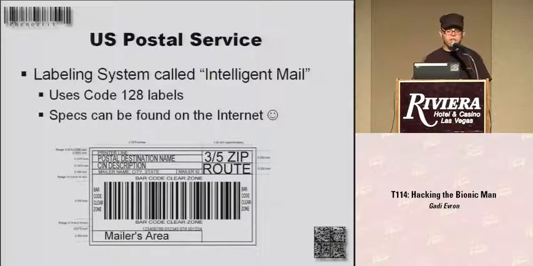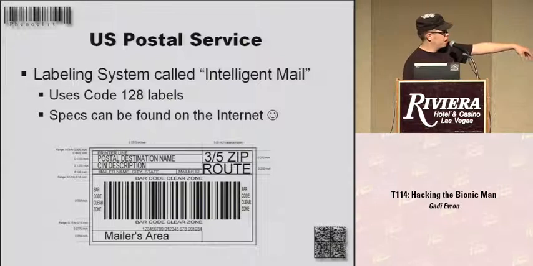So they have this labeling system that's called Intelligent Mail. I assume it got this name because the system was actually written there. It uses Code 128 labels, and I actually found the specs on the internet, literally the doc file specs on how this works. So here you see how big this thing has to be and so on.